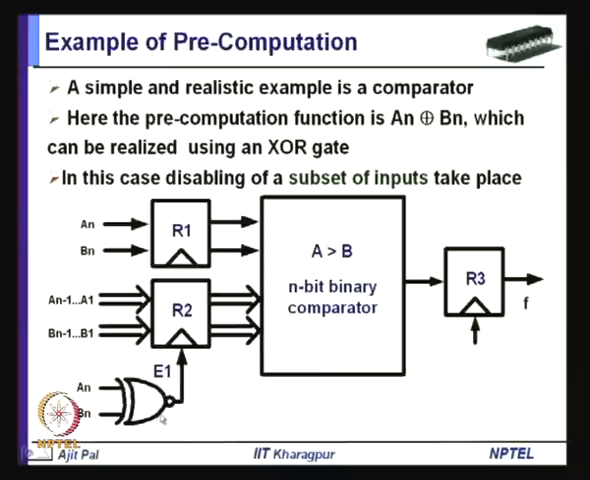A simple exclusive OR gate is used to generate the enable signal, that means, whenever both of them are 0 0 or 1 1, only then this enable signal is generated, otherwise this signal is 0 and the output is not applied. And then you take the final output from another resistor R 3. So, in this example, the pre-computation function is A n exclusive OR B n, which can be realized by an XOR gate, a simple circuit. In this case, disabling of a subset of inputs takes place.